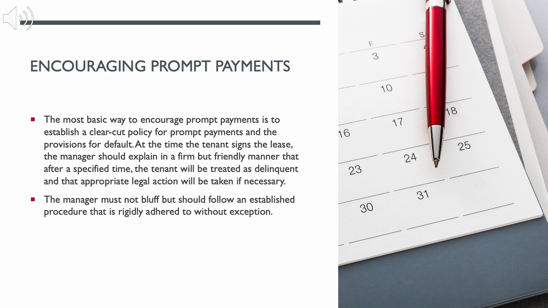Encouraging prompt payments. The most basic way to encourage prompt payments is to establish a clear-cut policy for prompt payments and the provisions for default. At the time the tenant signs the lease, the manager should explain in a firm but friendly manner that after a specified time, the tenant will be treated as delinquent and that appropriate legal action will be taken if necessary. The manager must not bluff but should follow an established procedure that is rigidly adhered to without exception.